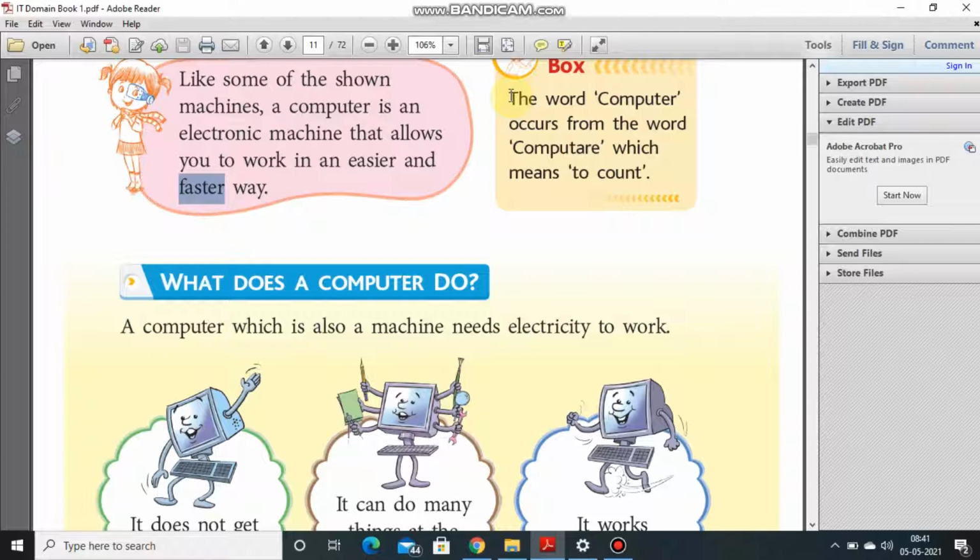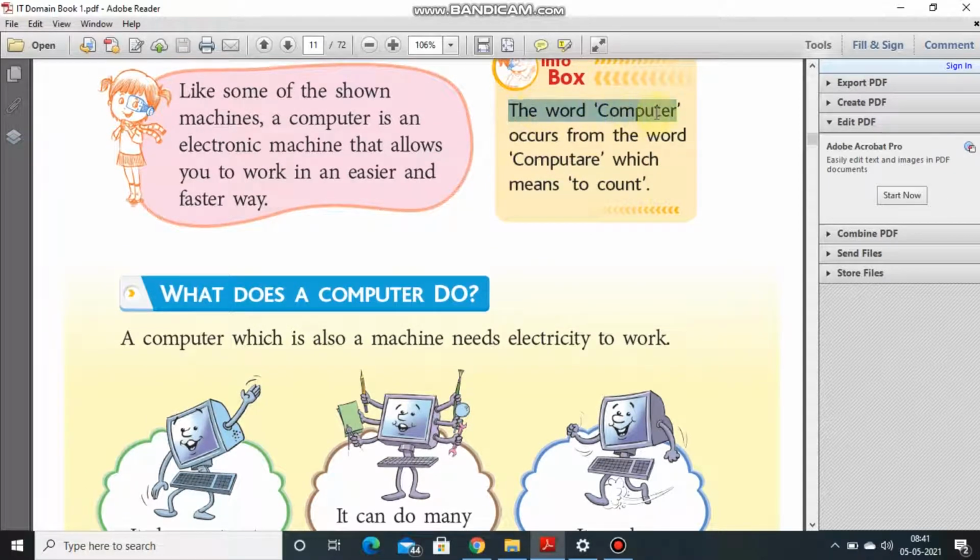Now, where have we received this word computer from? Let's read. The word computer comes from the word computere, which means to count. So computere became computer.